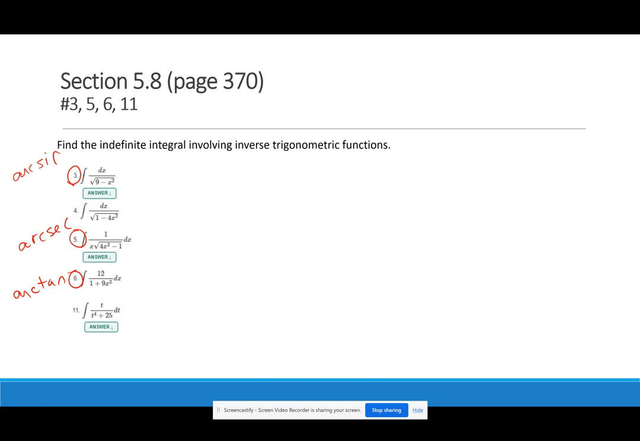All right, so with question number 3, I would do a little rewriting just to be able to compare it to the formula that I know. So I see how the 9 would be 3 squared, and then I already have the variable part written as something squared, and then I'm just going to move that dx off to the side. So this one fits perfectly the arc sine formula.